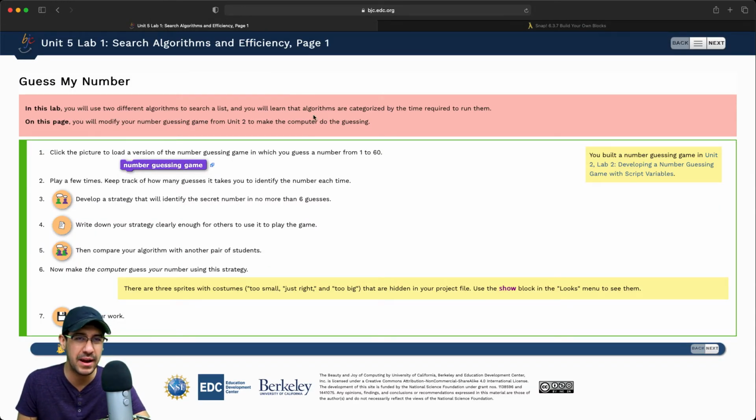I wouldn't say completely randomly, because we were leaving out the numbers that it couldn't be. But let's see. You could play a few times and keep track of how many guesses. I'm not going to play a few times because you get the game and you could actually check this out yourselves.